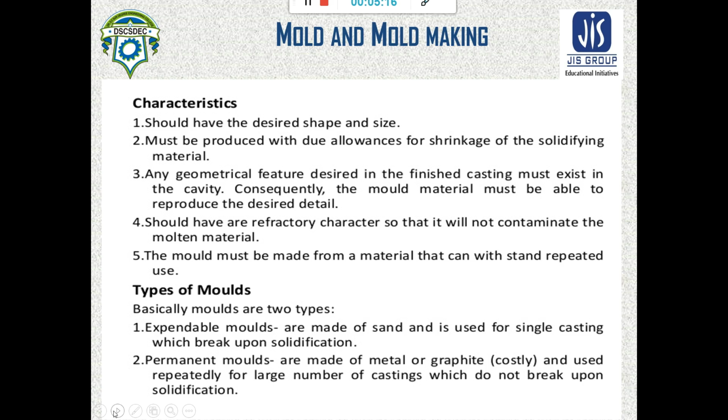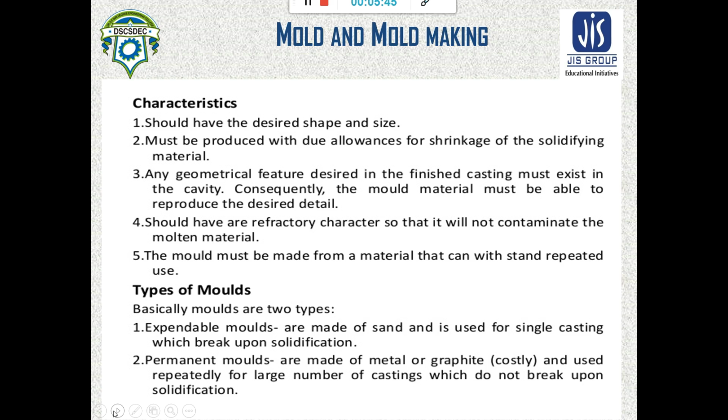So the mold material should be such that it can reproduce the desired detail, and it should be of refractory character, so that it does not contaminate the molten material. Refractoriness means that by application of heat there should be no change. If there is no change, then we say that the material is a refractory material.